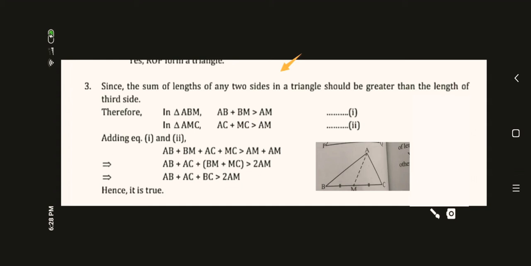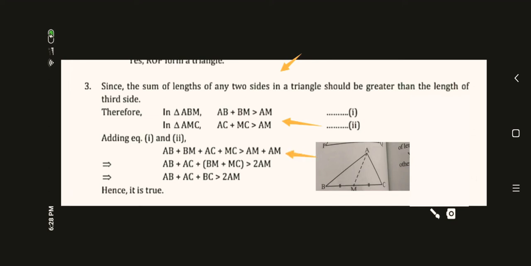Accordingly, we have to select the triangles in such a manner that AM comes on the other side, because we have to get 2AM. So we are selecting the triangle ABM with AB plus BM on one side and AM on the other side. Similarly, we'll select the triangle AMC and make the second equation: AC plus MC is greater than AM. Now we are adding the first equation and the second equation.